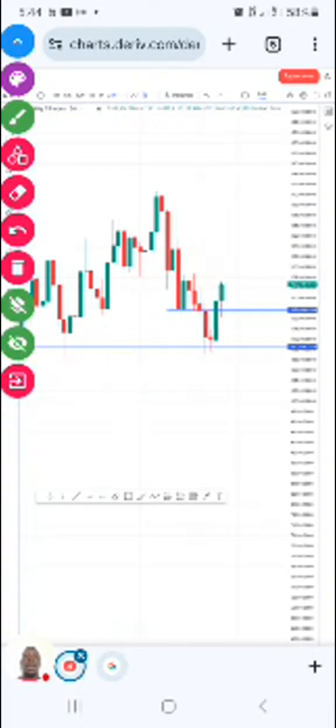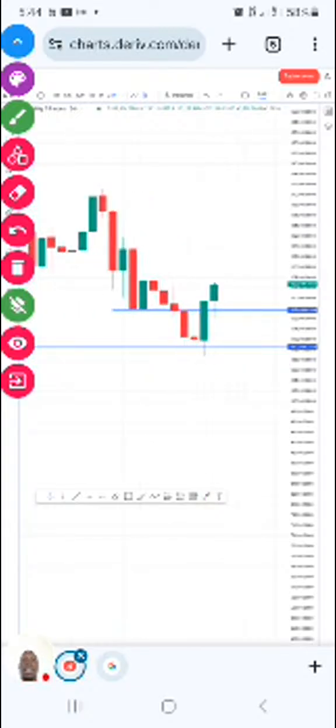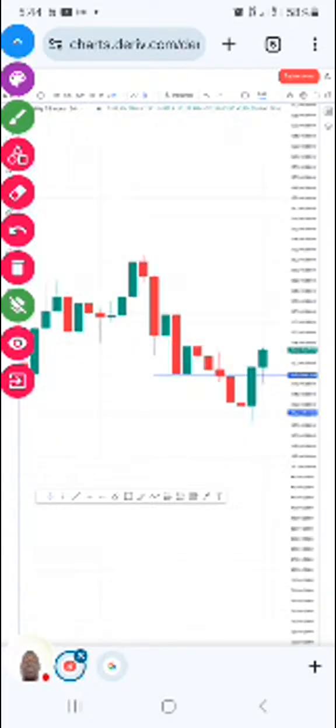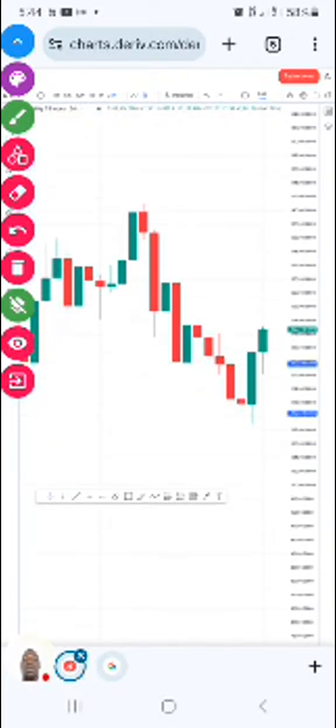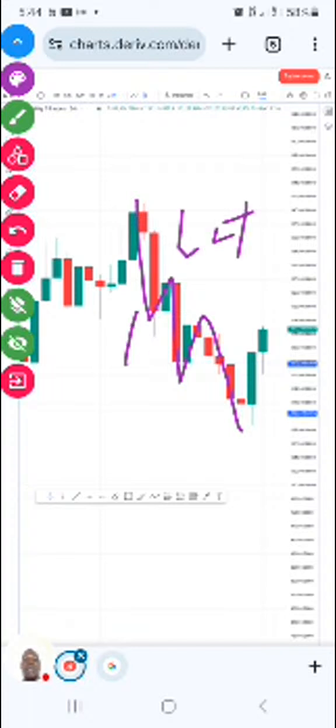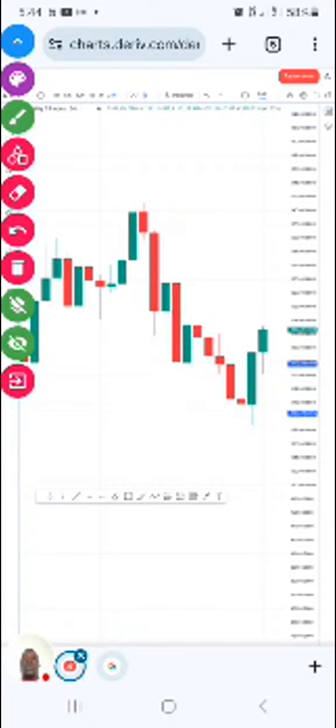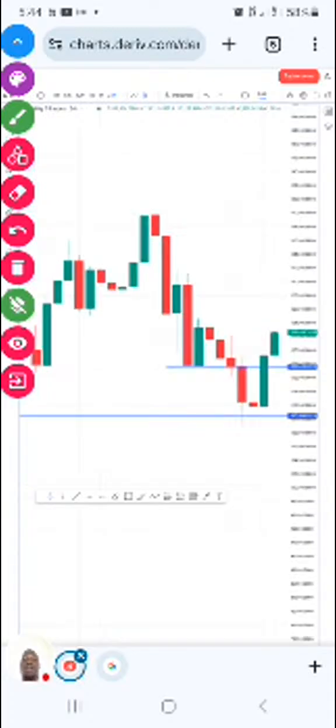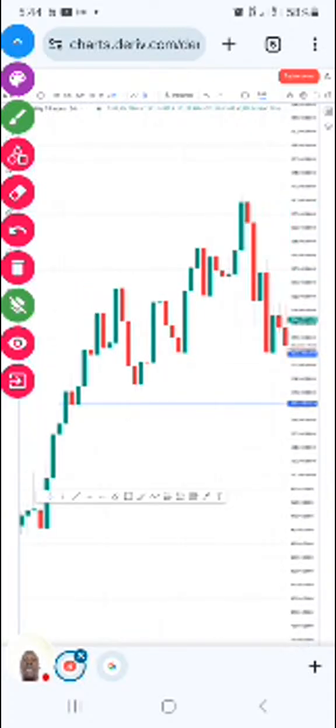And when it goes down, it makes the lower lows and the lower highs as well. This is how you can see exactly how the market is behaving. Are you getting the point? So if we can see that the market has been making the higher highs, and the higher lows... No, sorry, these are the lower highs and the lower lows. What we call a downtrend.